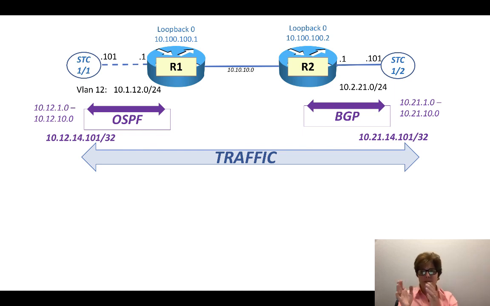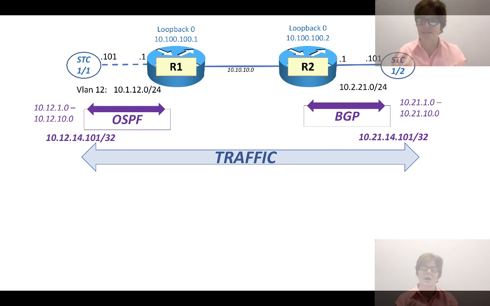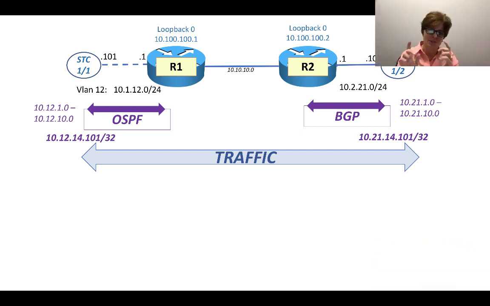For example, to take those 10 prefixes that the BGP is advertising, 10.21.1.0 through 10.21.10.0, and churn those: withdraw them, advertise them, withdraw them, advertise them again, leaving that 10.21.14.101 potentially solid. It's a common test that people want to see, and so what we're going to do is use something called the command sequencer, which will allow us to do that.